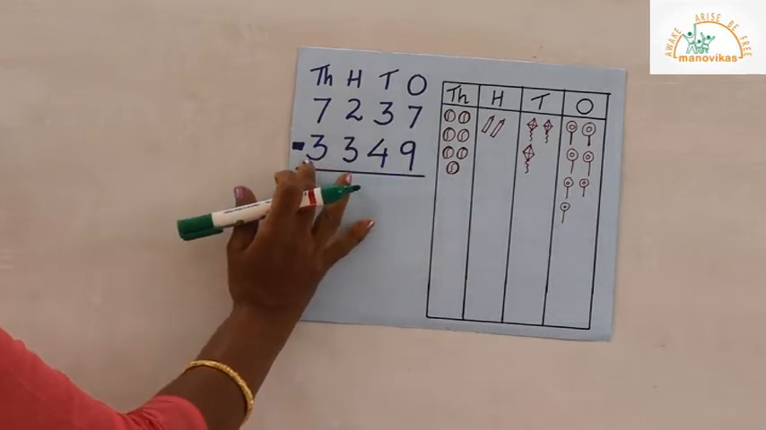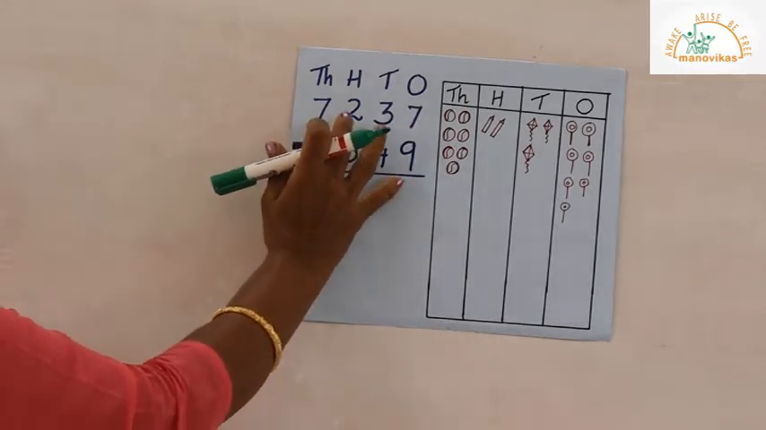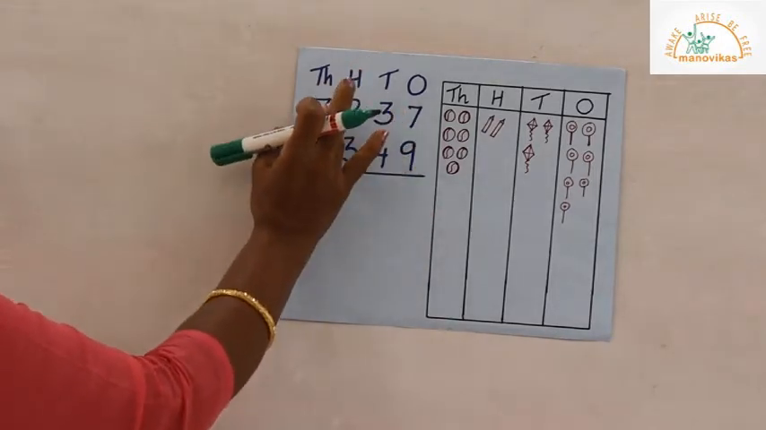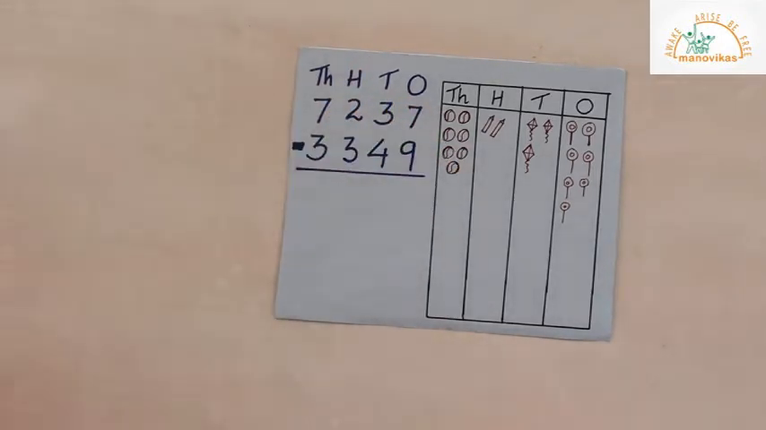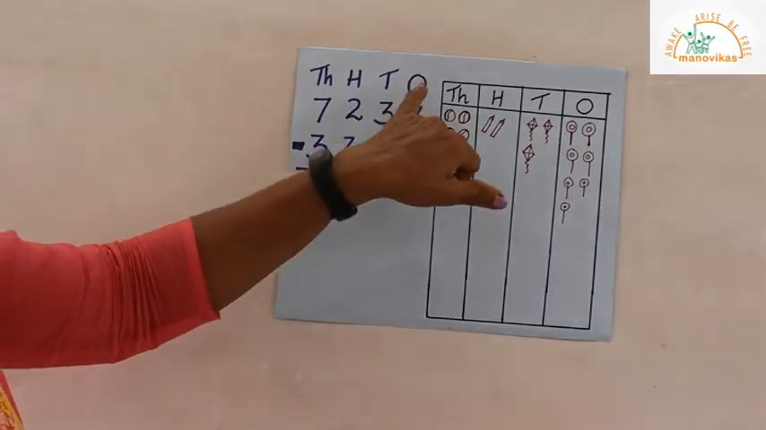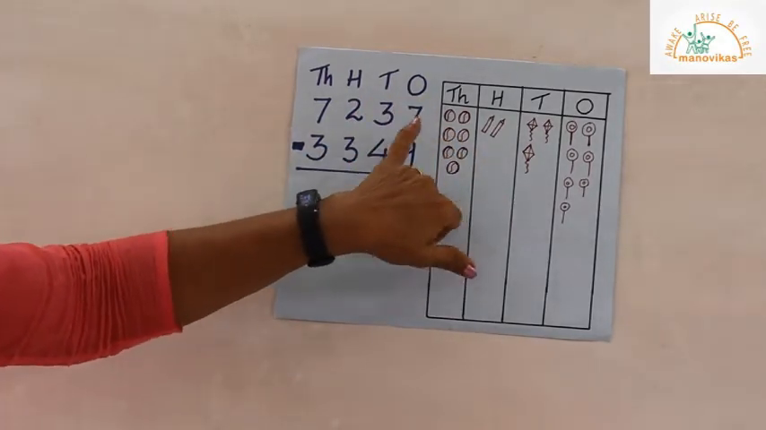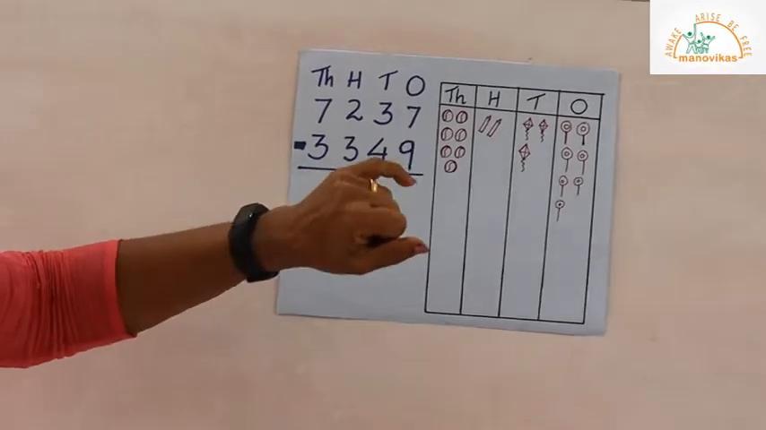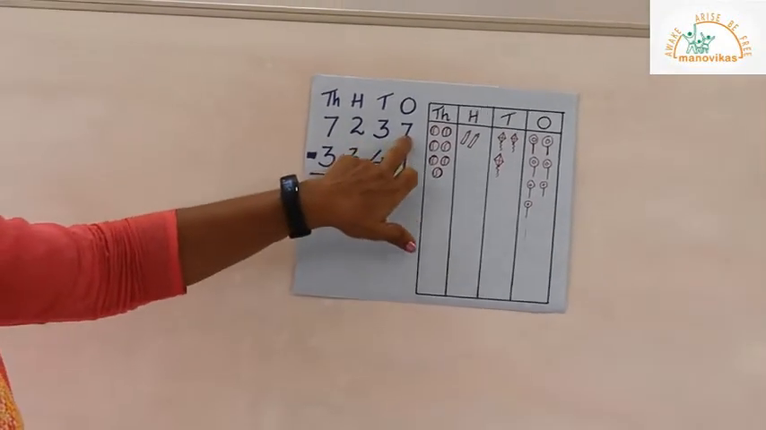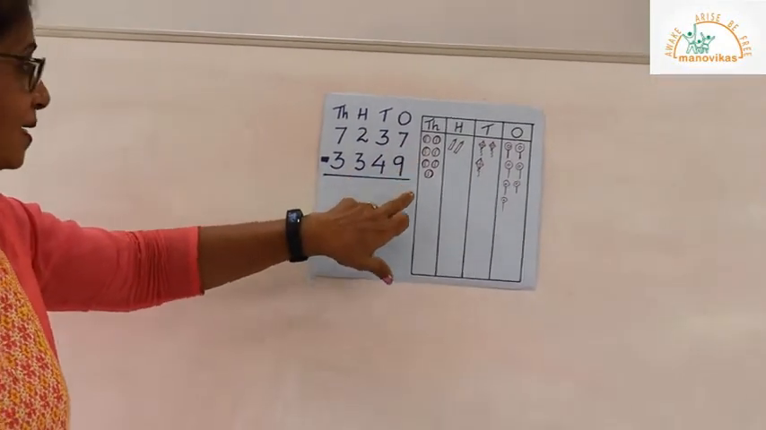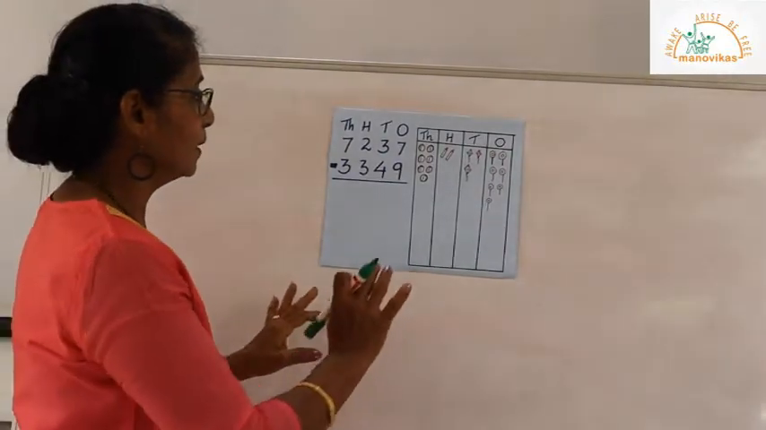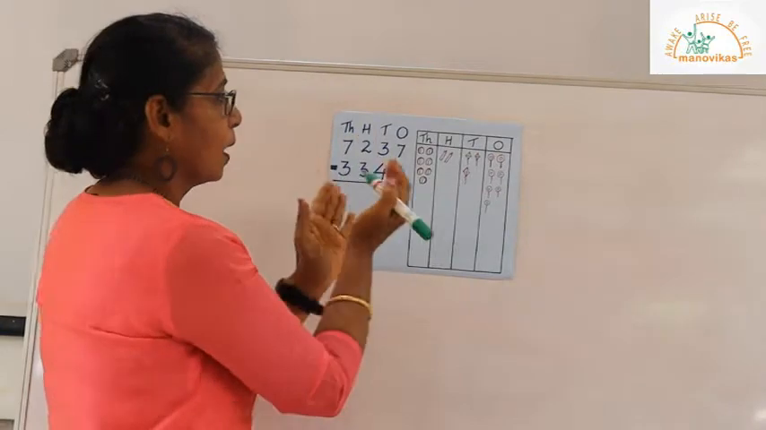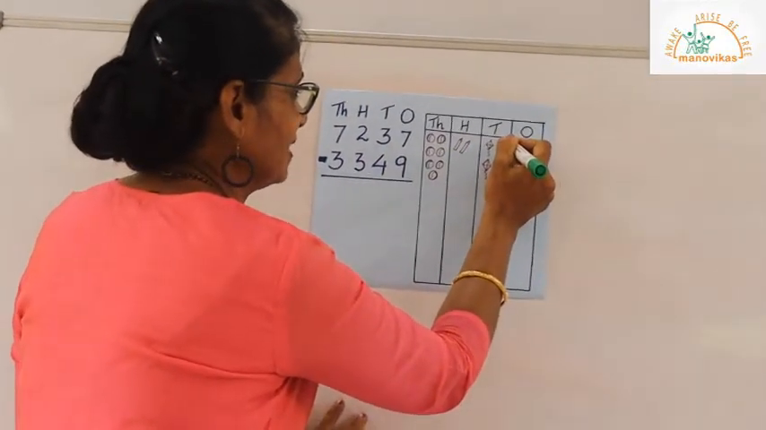7,237, we have to minus from 3,349. We need to minus 3,349 from 7,237. Here in the ones place we have 7, and below we have number 9 and 7. But we cannot take 9 from 7 because 7 is a smaller digit and 9 is a bigger number. So we will have to borrow or regroup from the tens place.